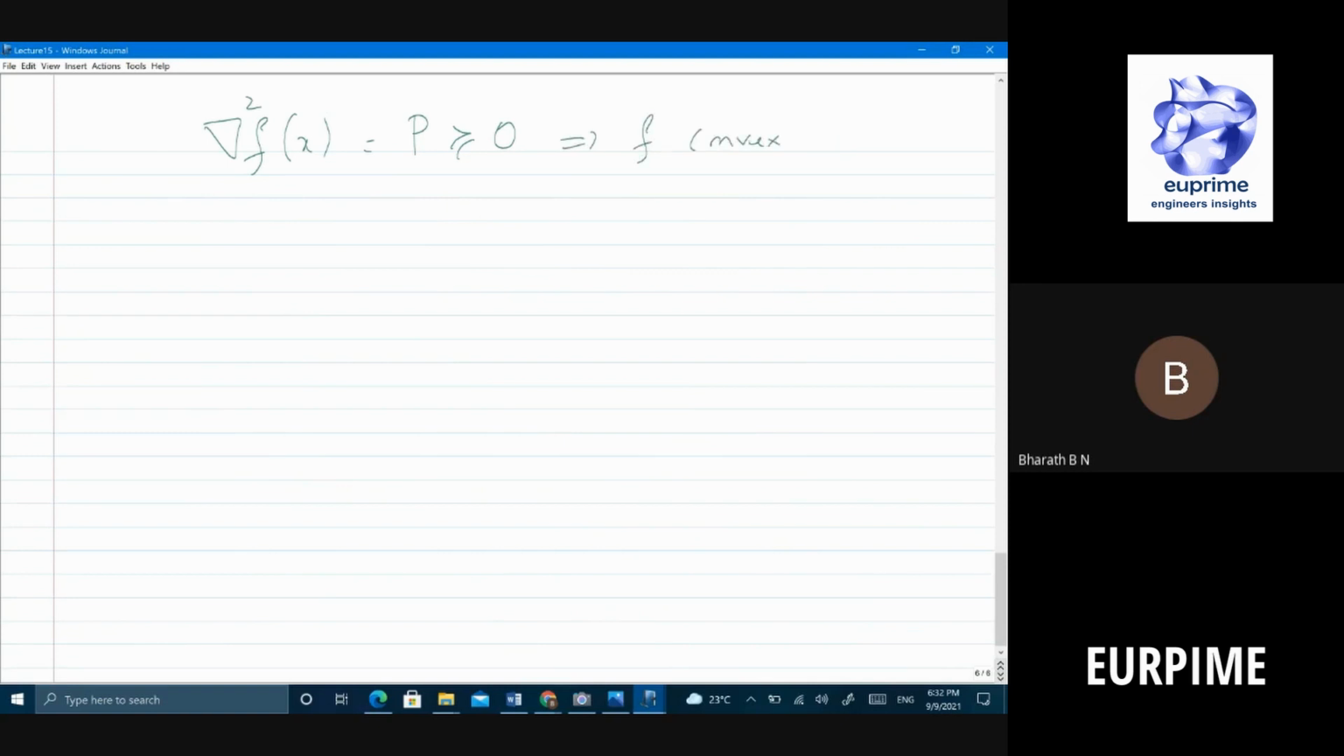That's all. What happens if it is equal to 0? Meaning it's a line, right? You will only have b transpose x. What kind of a function is b transpose x? It's a straight line, right? A hyperplane. Is a hyperplane convex or concave? It's both, right? Both concave and convex. Okay, is this clear, everyone? Got it? So you have the convex function now.